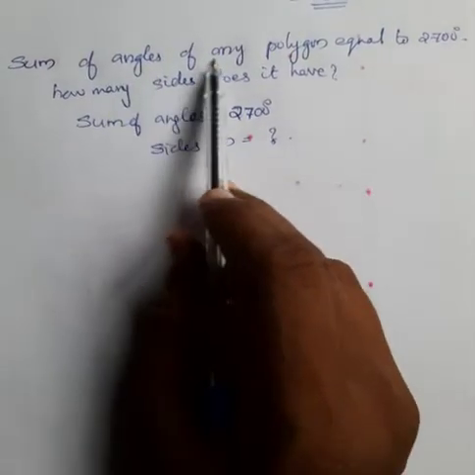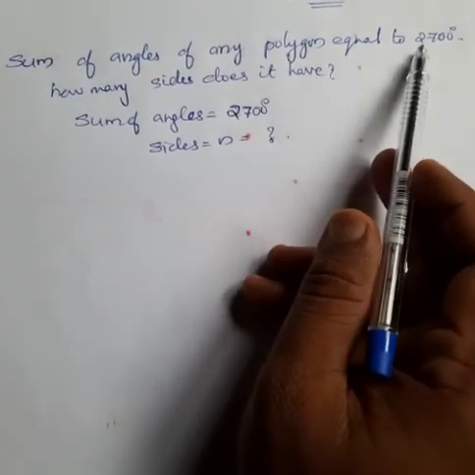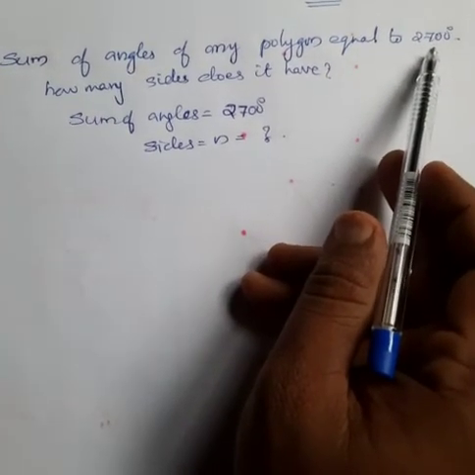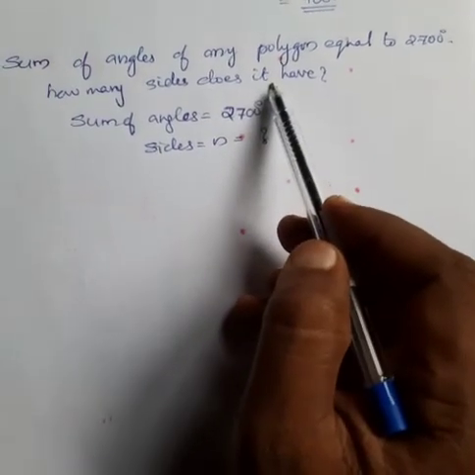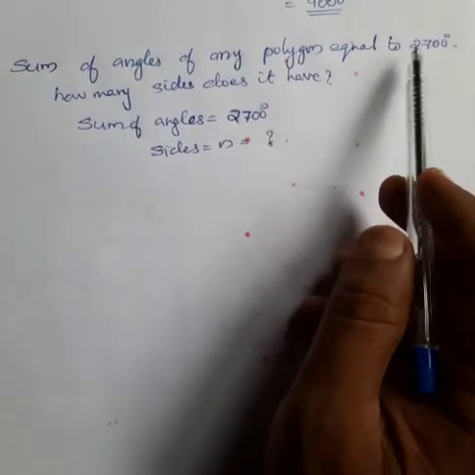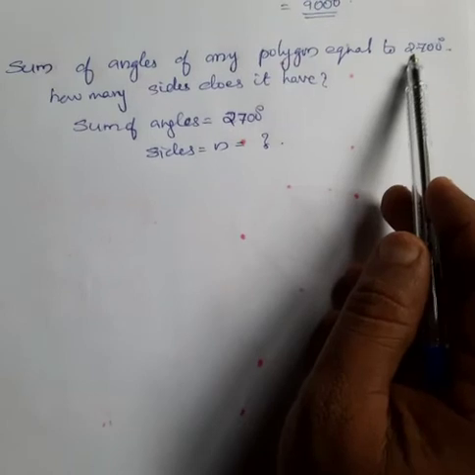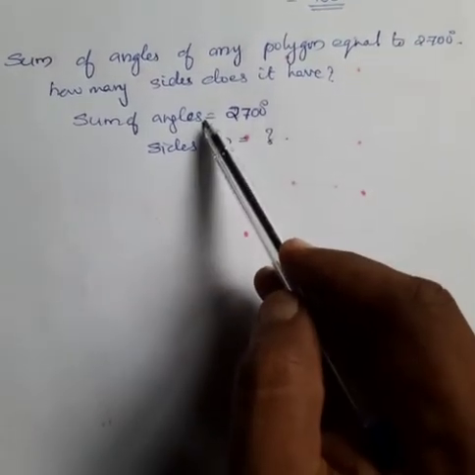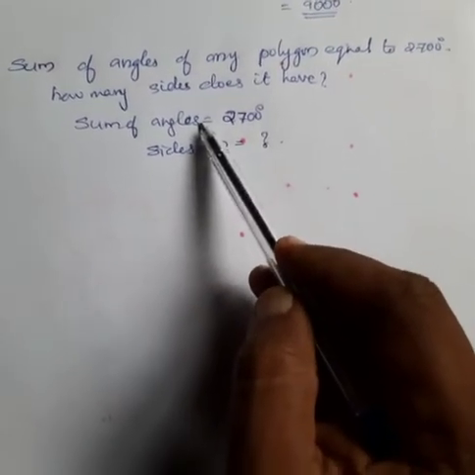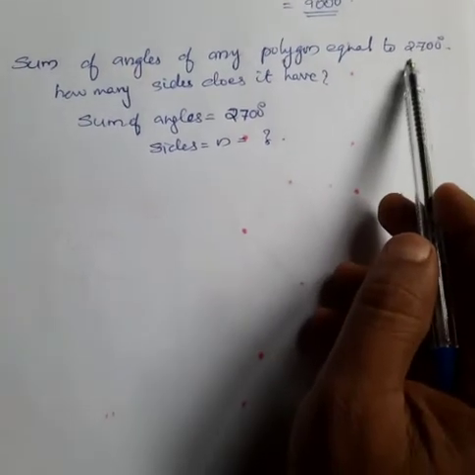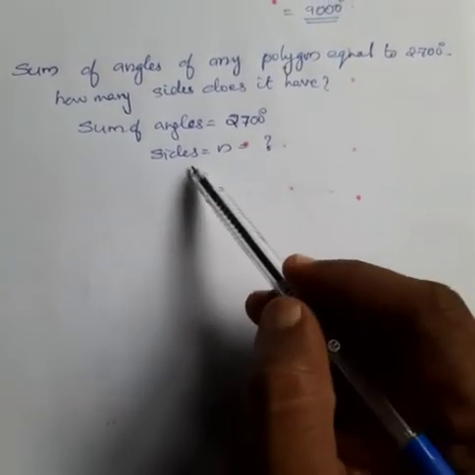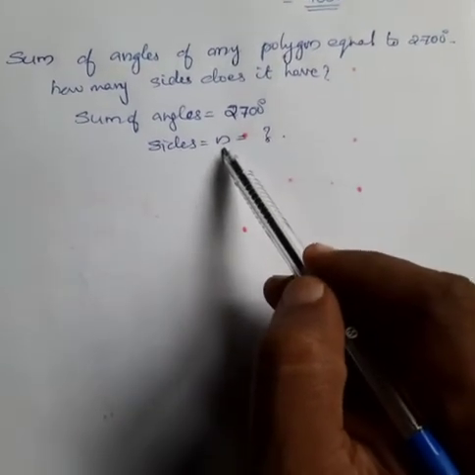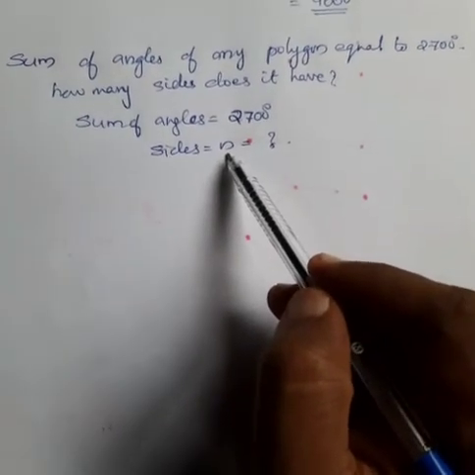Sum of angles of a polygon is equal to 2700. How many sides does it have? This is the reverse of the previous question. Here the sum of angles is given. You have to find the number of sides. In the previous one, we were given the sides and found the sum of angles. So the sum of angles is 2700. Then you have to find the number of sides, or n.